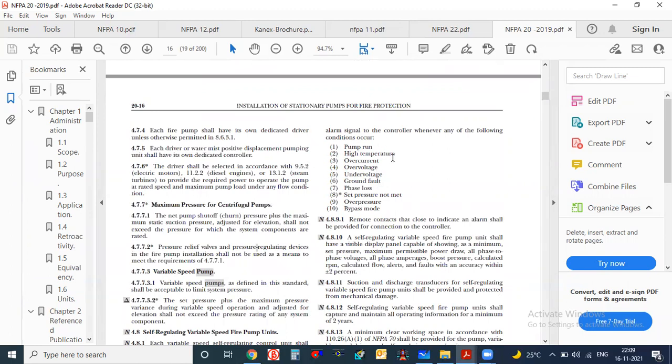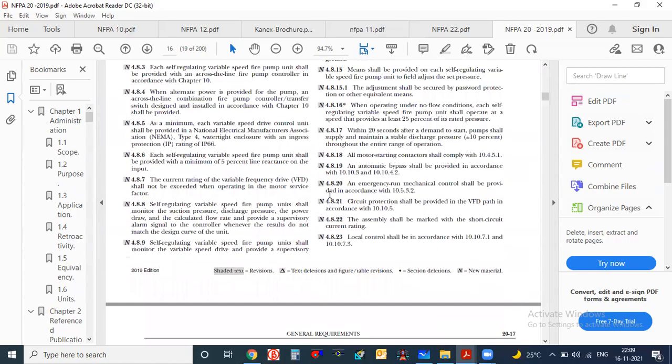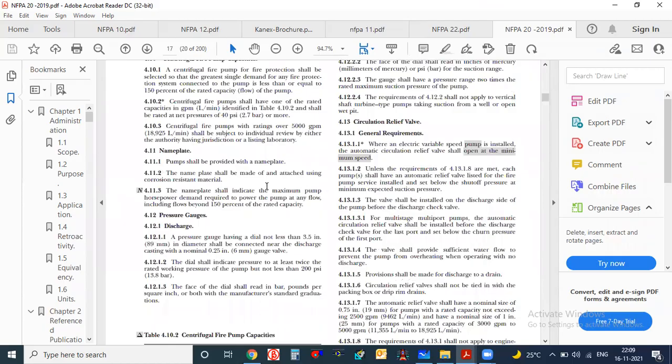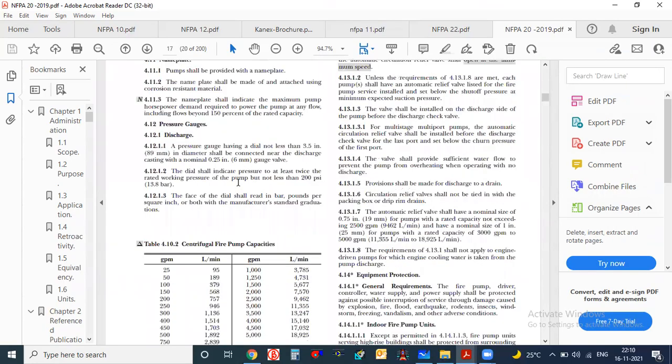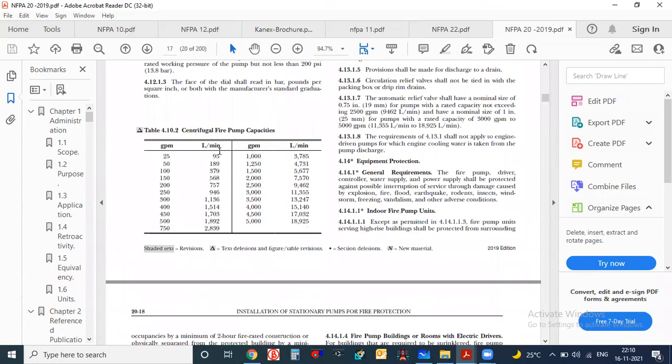So these are the points which every pump should take care of, like high temperature, over current, over voltage. So these are the points for which every pump should give the alarm signal. Some points they have written here. And apart from that, nameplate, pressure gauges. Okay, so many things are given here.